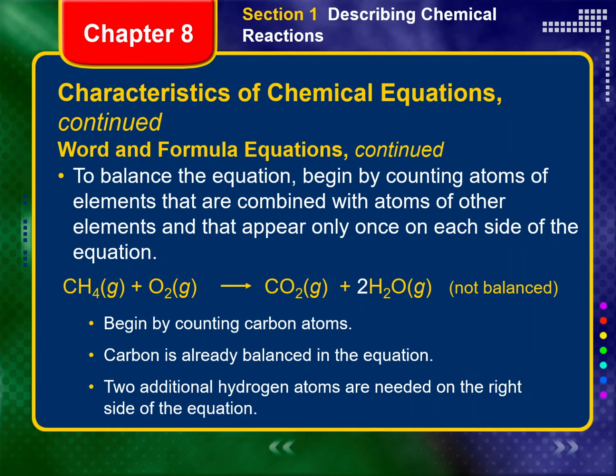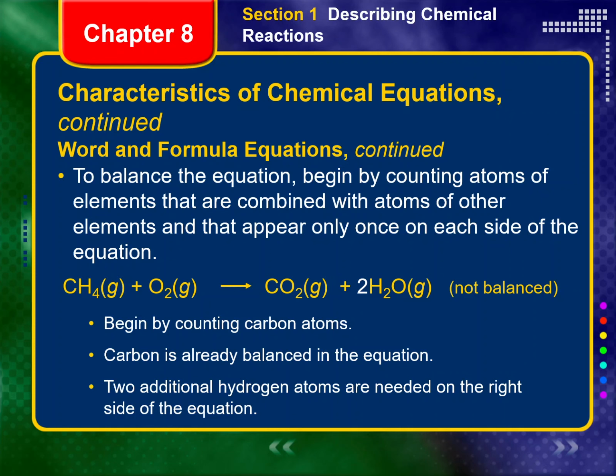Look again at the formula equation for the reaction of methane and oxygen. To balance the equation, begin by counting atoms of elements that are combined with atoms of other elements and that appear only once on each side of the equation. In this case, we could begin by counting either carbon or hydrogen atoms. Usually, the elements hydrogen and oxygen are balanced only after balancing all other elements in an equation. Thus, let's begin by counting carbon atoms.